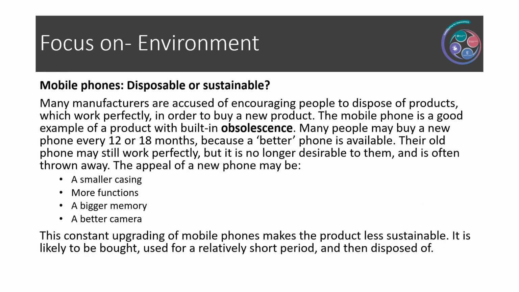Mobile phones. Disposable or sustainable? Many manufacturers are accused of encouraging people to dispose of products which work perfectly in order to buy a new product. The mobile phone is a good example of a product with built-in obsolescence or planned obsolescence. Many people may buy a new phone every 12 or 18 months because a better phone is available. Their old phone may still work perfectly, but is no longer desirable to them and is often thrown away.